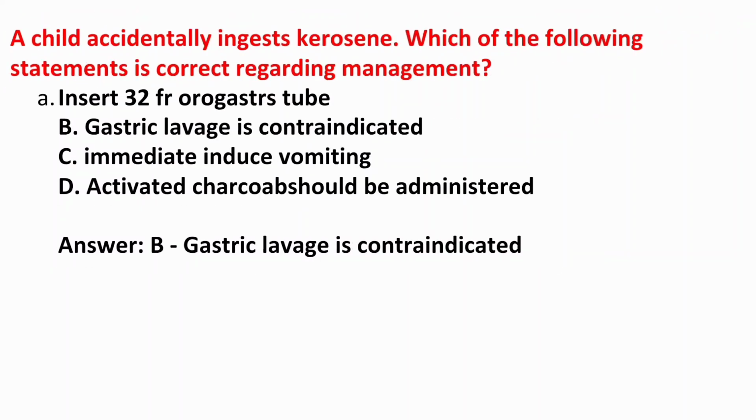A child accidentally ingests kerosene. Which of the following statements is correct regarding management? A. Insert 32 Fr orogastric tube. B. Gastric lavage is contraindicated. C. Immediately induce vomiting. D. Activated charcoal should be administered. Answer: B. Gastric lavage is contraindicated.